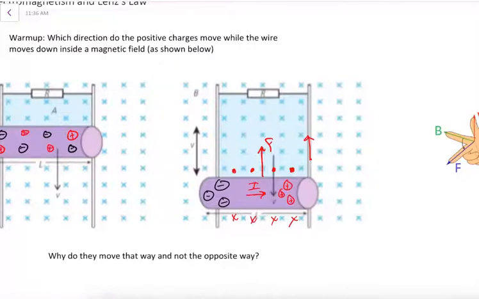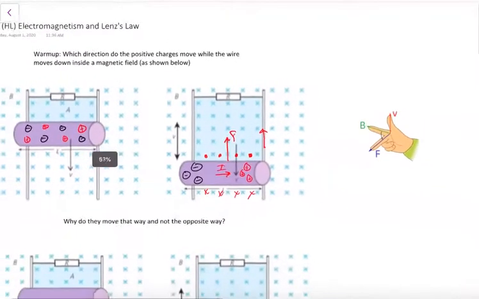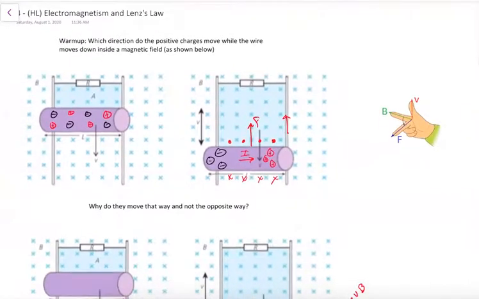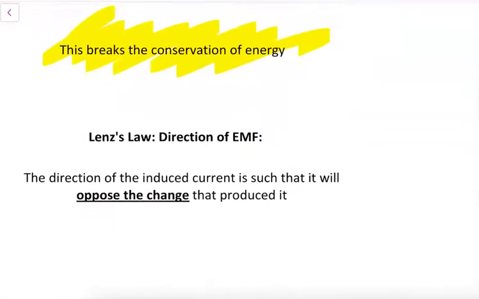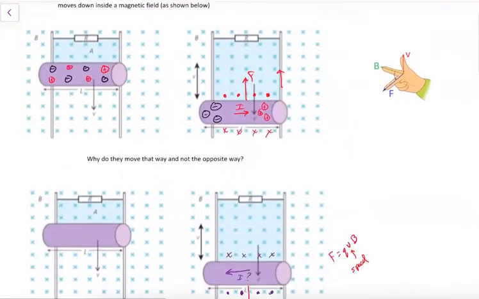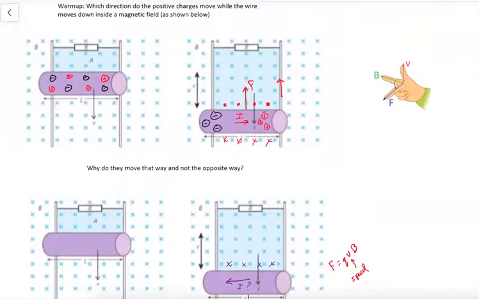This is giving us the reasoning for the direction of the current. What's kind of odd is that the current has to be induced in such a way that it opposes the motion or the change that produces it. That's the definition. We have Lenz's law: the direction of the induced current is such that it will oppose the change that produced it. So in this case, the change is an object moving downward through the magnetic field, and therefore Faraday's law is going to induce the current, but the direction of the current is in a way such that it will oppose the motion or the change that produced it.